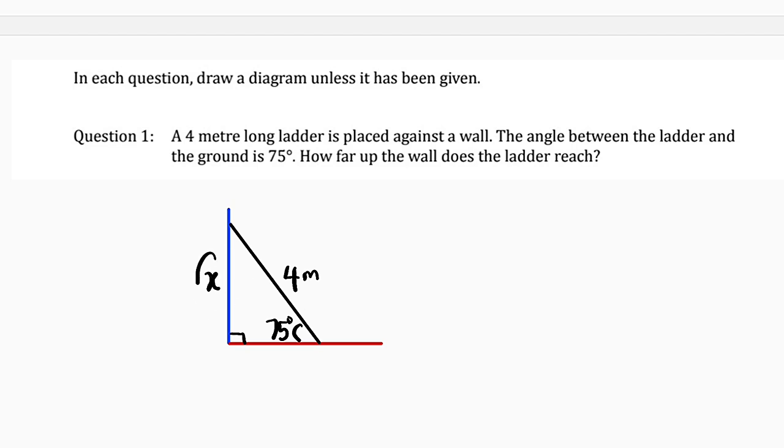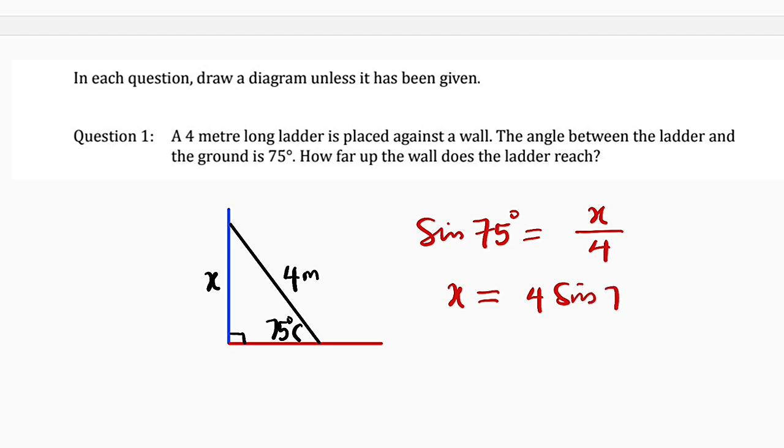So what is the relationship between this side and the hypotenuse? You can see that the missing side is directly opposite to the acute angle, so it is called the opposite side. The opposite and hypotenuse are related with sine. So sine of 75 degrees is equal to opposite divided by the hypotenuse. You multiply both sides by 4, so we have 4 multiplied by sine of 75 degrees. Use your calculator, and to 2 decimal places, this is 3.86 meters.